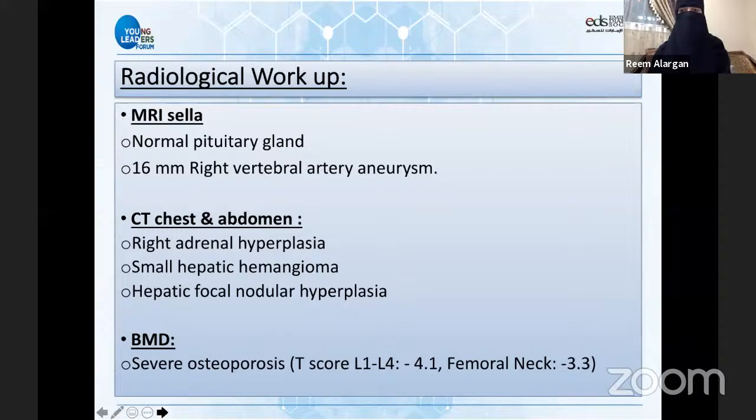And looking for other possible ectopic sources of ACTH, she had CT chest and abdomen, and it showed evidence of hyperplasia of the right adrenal gland, with again some incidental findings of a small hepatic hemangioma and hepatic focal nodular hyperplasia. And looking for end organ damage of hypercortisolemia, BMD was done and showed severe osteoporosis, with a T-score at lumbar spine of minus 4.1 and femoral neck minus 3.3.